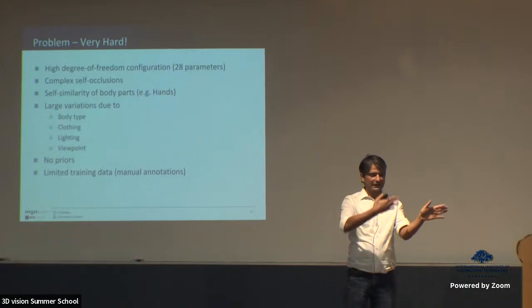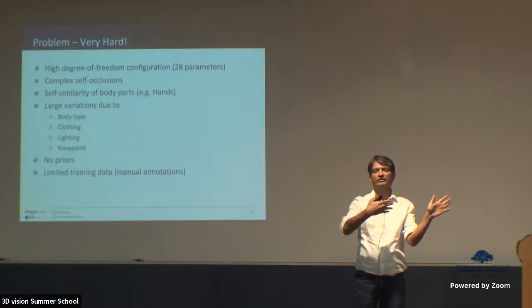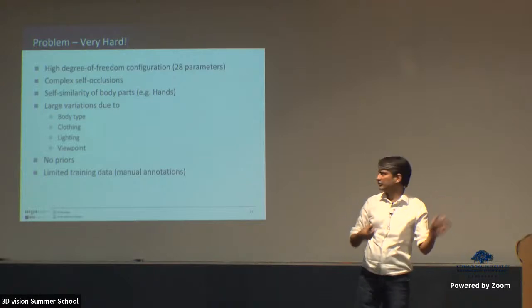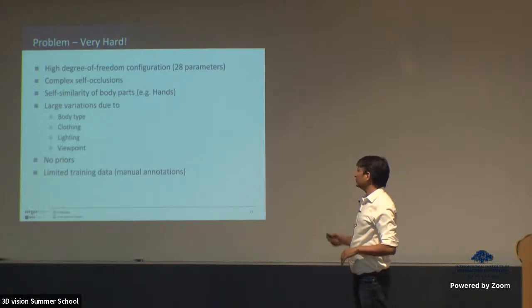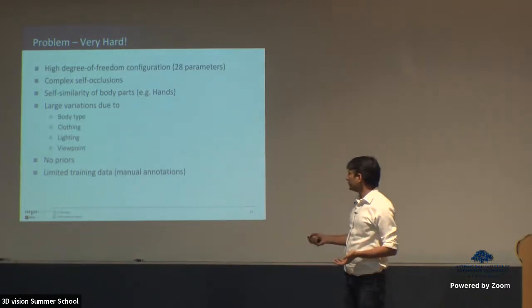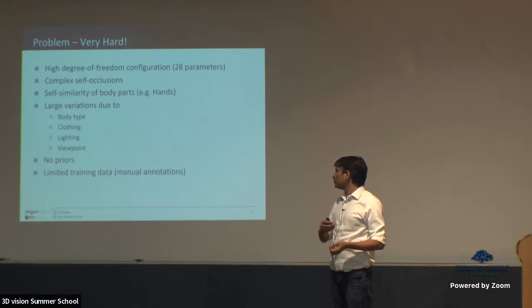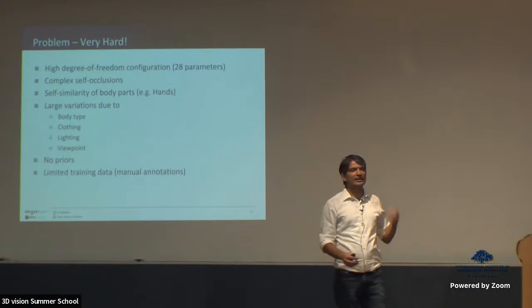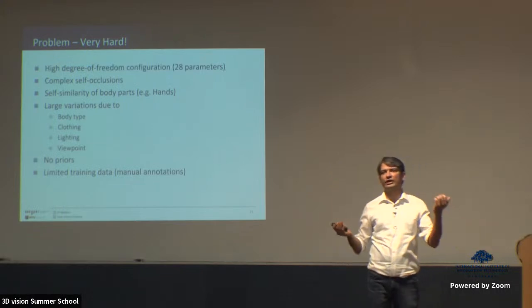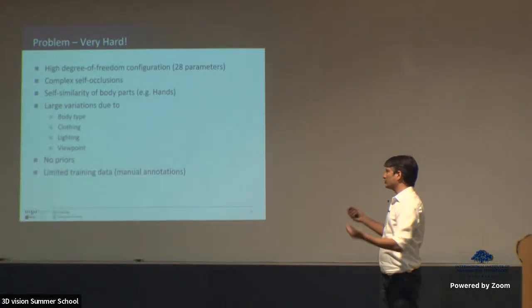For example, the contours of both the hands would look exactly the same, but we need to distinguish between them, right? So this is right and this is left. Large variations due to body type, clothing, lighting, viewpoint, and ideally we want to estimate these without any specific priors, without knowing that it's a frontal person, the pose of the person, maybe background and so on. So we want to solve it for the completely unconstrained case.